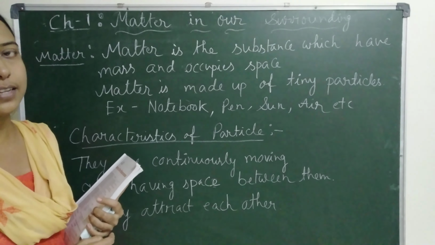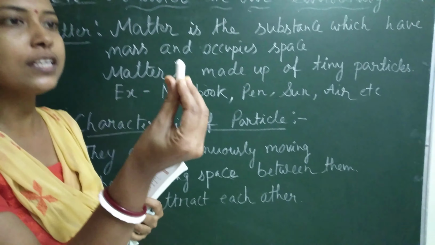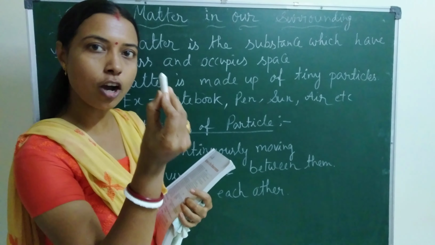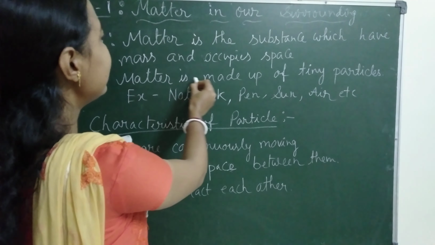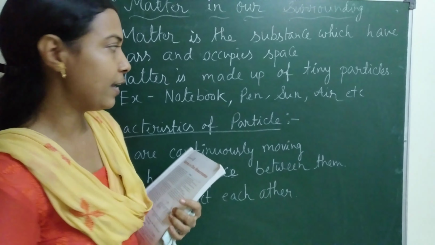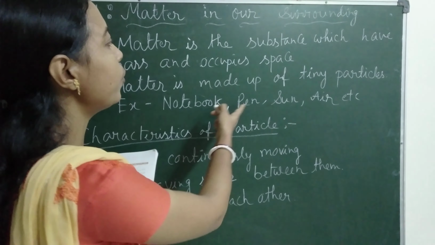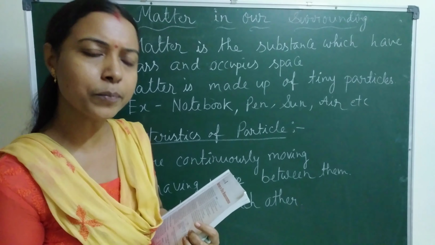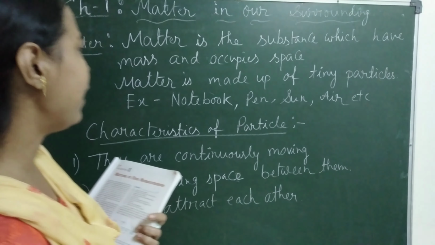All matter is made up of tiny particles. Suppose this chalk, this is matter, and it is also made of small chalk particles. So, matter is made up of tiny particles. Examples of matter are notebook, pen, sun, air, cloth, almirah, cupboard, anything you can touch.